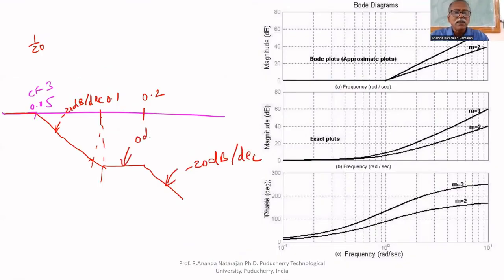Here, it is 0 dB per decade. Here, it is minus 20 dB per decade. If you add all these together, we get this plot.